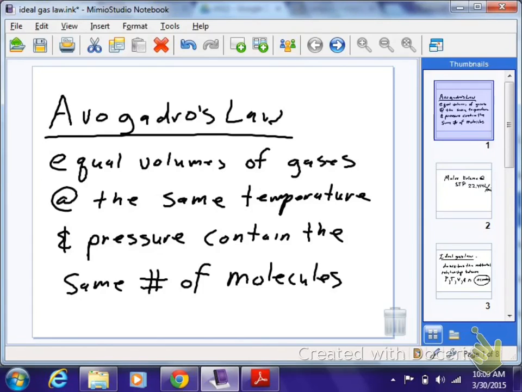We're introducing moles. We've had pressure, volume, temperature. Now we're introducing moles. We've talked a little bit about molar volume. That's the volume that you would get if you had 1 mole of gas at STP. You'd have 22.4 liters.